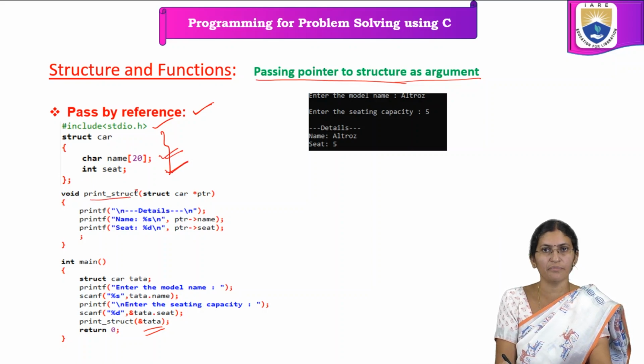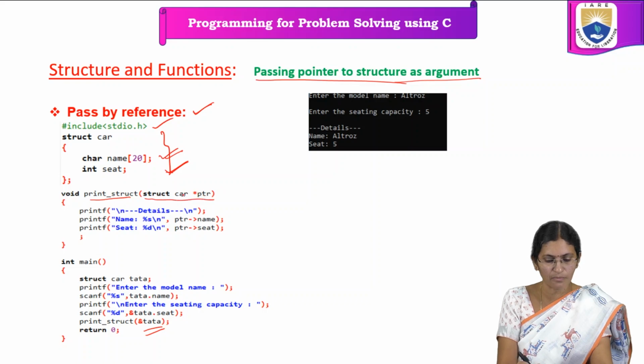Then this is the function definition. You can compare the previous program and this program. In the previous one, we defined a variable here, struct car b. But now we are declaring a pointer variable, which points to the data type struct car.